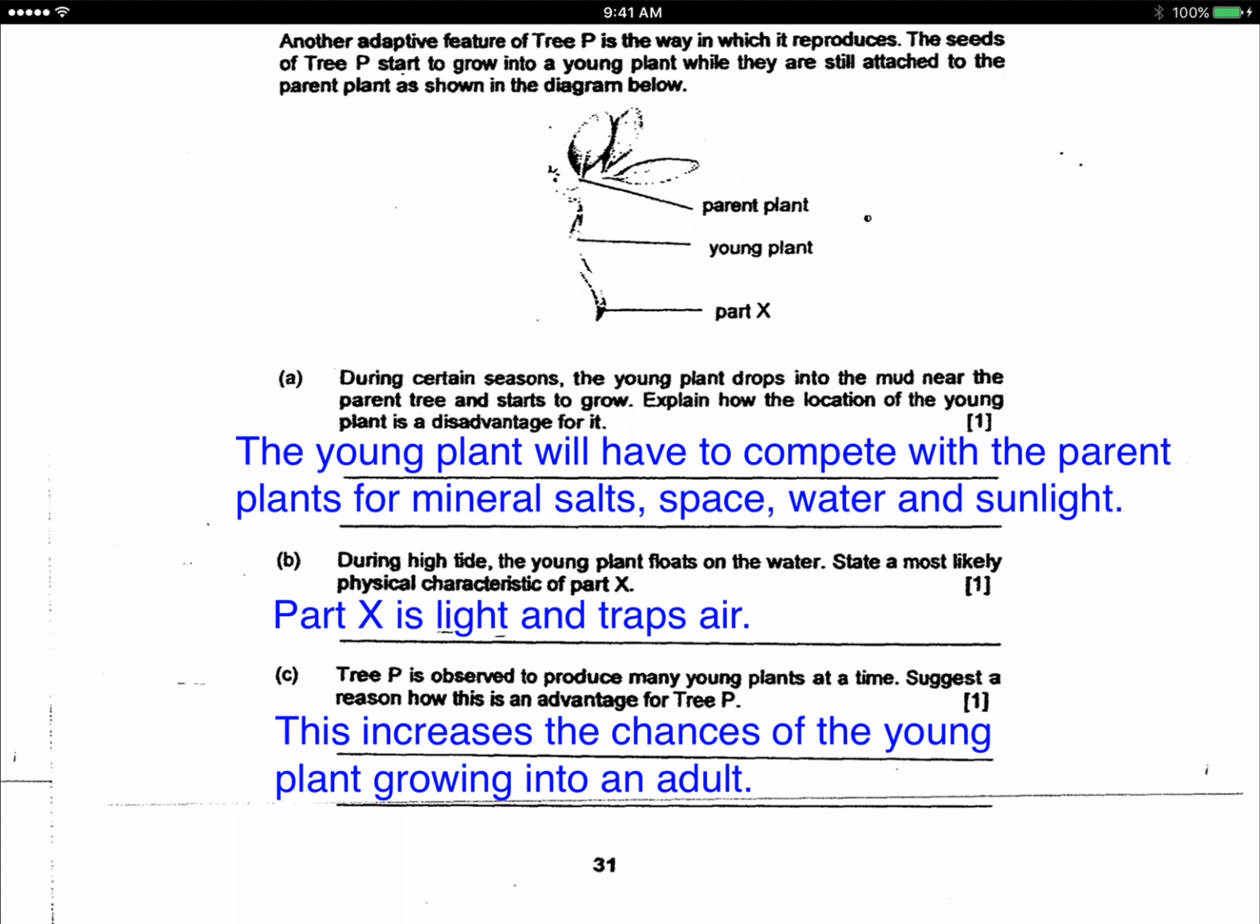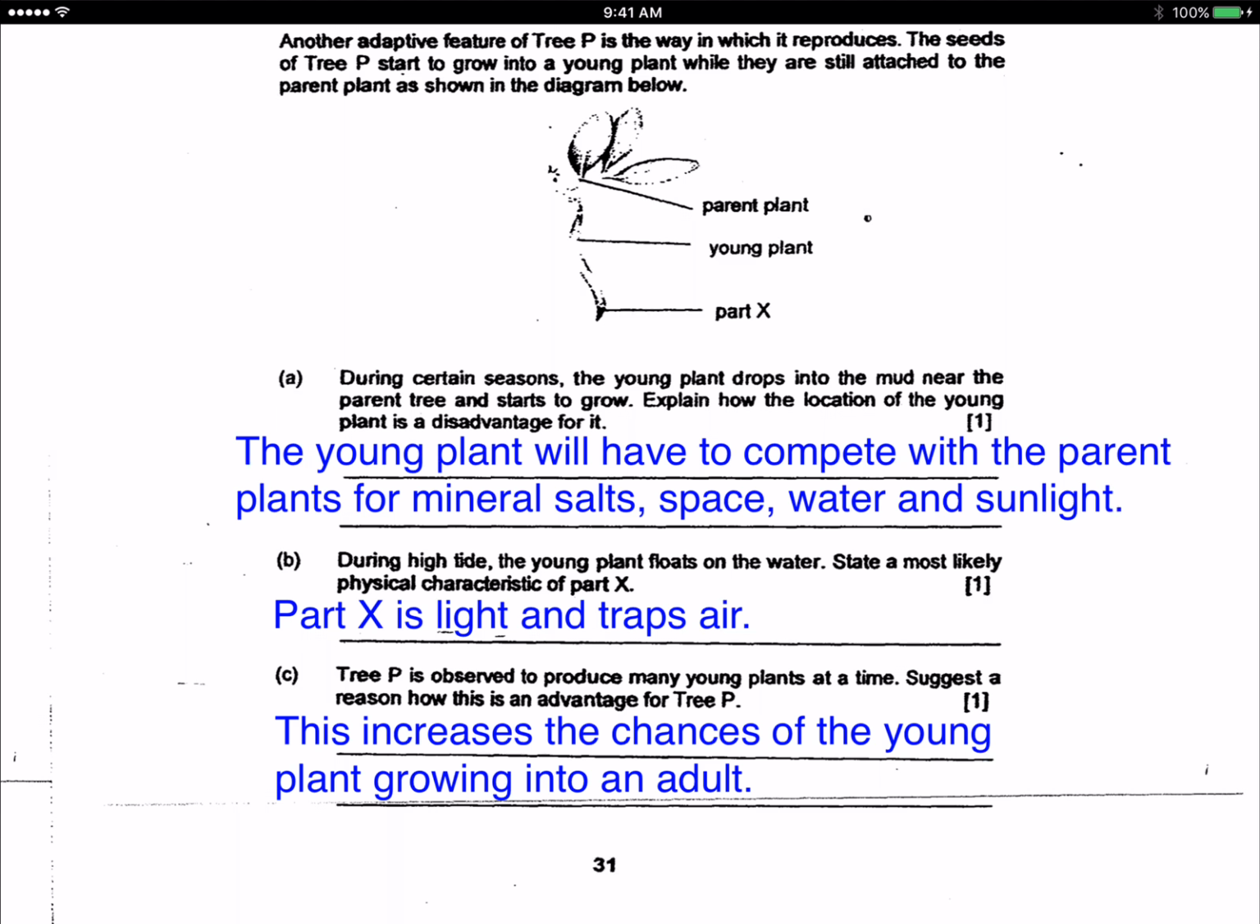Alright, so this question is about overcrowding. As long as the young plants are away from the parent plant, they will not have to compete for minerals, nutrients, space, water, and sunlight. Okay, and what are the most likely characteristics of fruit X? It's light and traps air. Now some of you wrote fibrous husk. I think that's okay, because it floats in water, so if you say fibrous husk, that's fine.